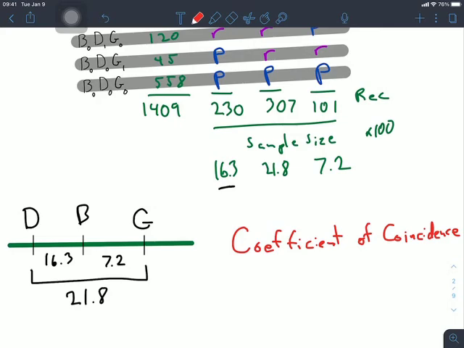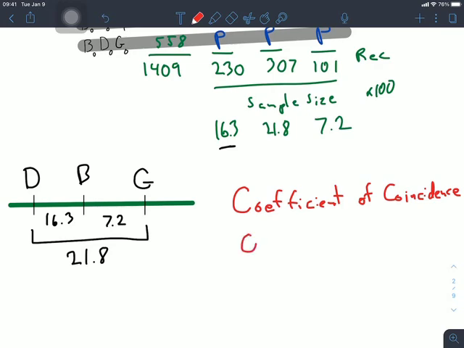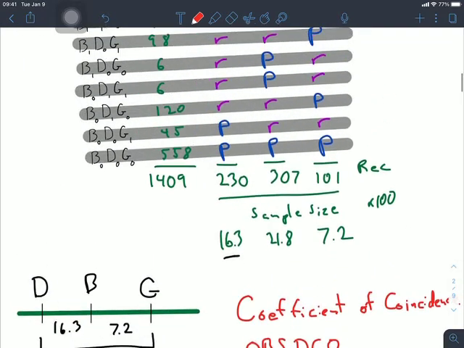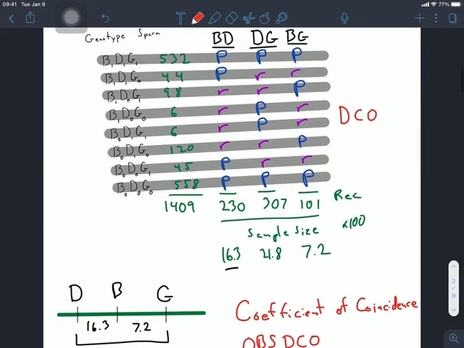So, dig back through your notes. How do we calculate our coefficient of coincidence for this problem? Well, we're going to need to calculate an observed number of double recombinants and divide that by our expected number of double recombinants or double crossovers. Our DCOs, double crossover events, are the ones where we have the least of them, and just to make sure, they should be recombinants between B and D and B and G, but not between D and G.